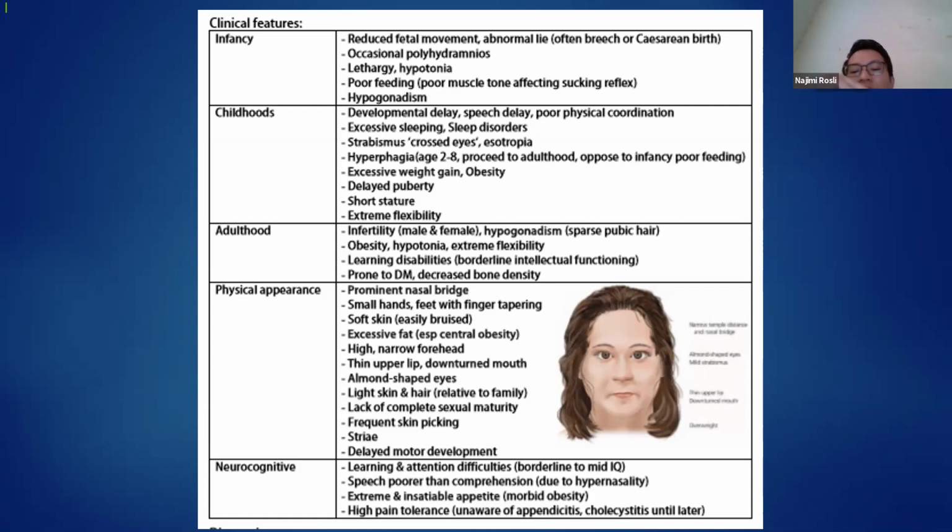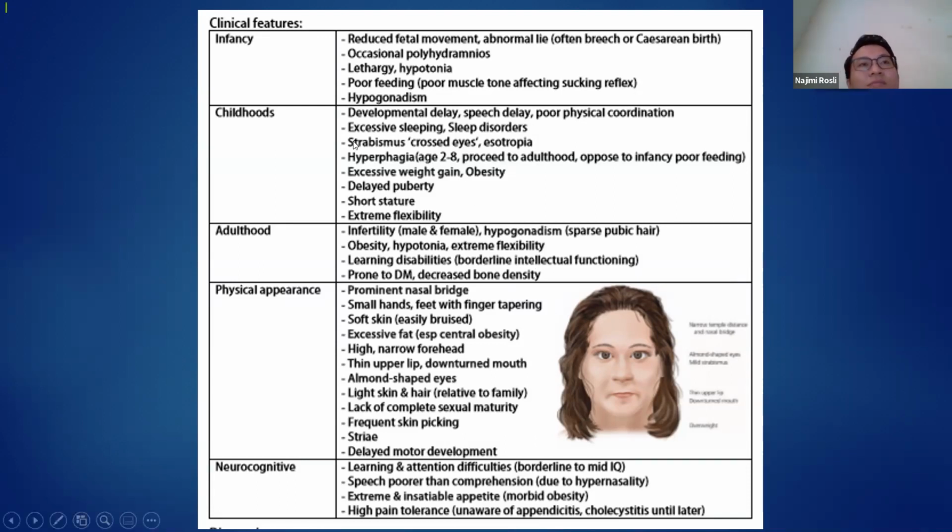Then during the first year of life, their muscle tone improves, and the children develop a voracious appetite. I mean, they have an insatiable appetite, which leads them to have obesity after infancy. And Prader-Willi syndrome also has postnatal growth delay.